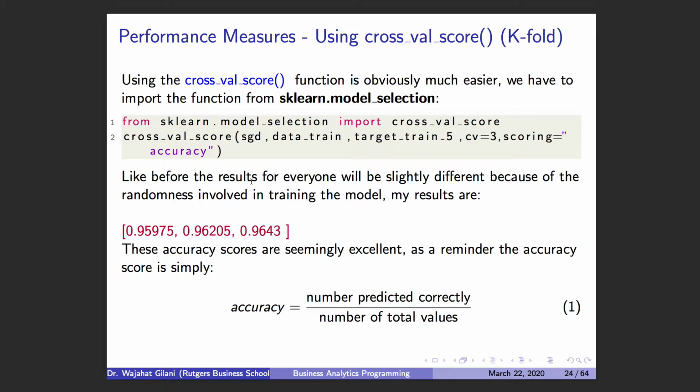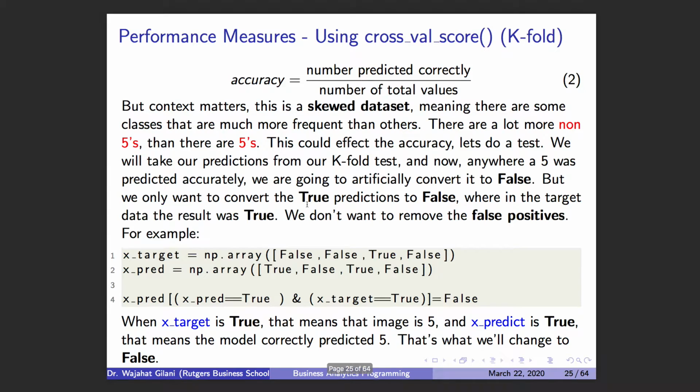Accuracy is just the number predicted correctly over the number of total values. Keep that in mind. That is what accuracy is. It's the number predicted correctly over the number of total values. All right? Now, but context matters. I stressed this a lot to you guys when you were in ABI, and I'm stressing this again to my BAP students.